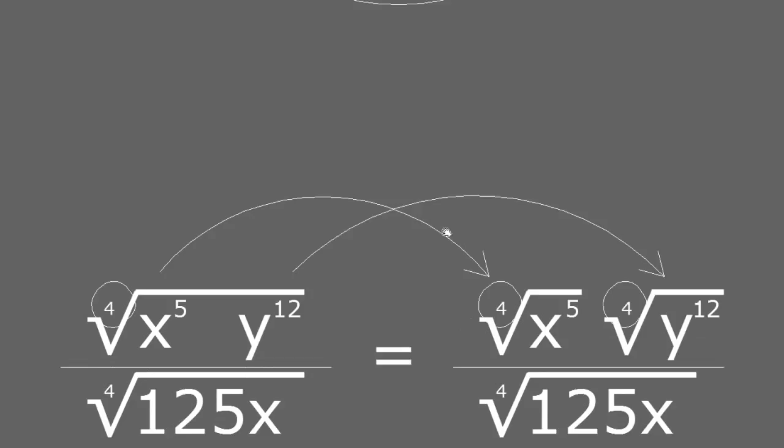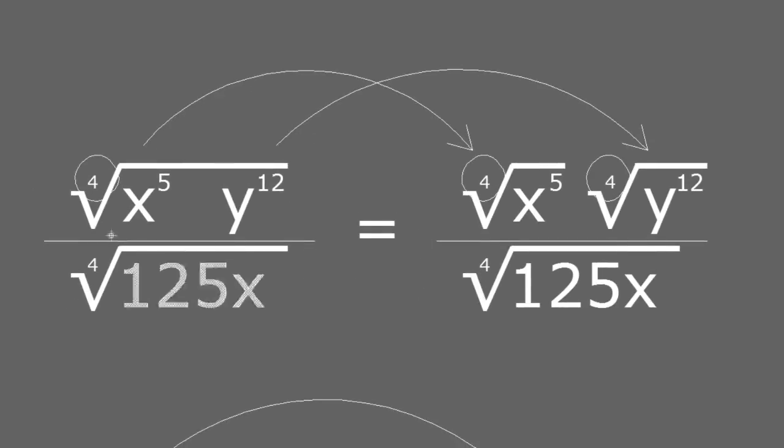Now for the second step, I'm going to do something similar. I have two variables being multiplied in the radicand of the numerator, and I can change that into the fourth root of x with an exponent 5 multiplied by the fourth root of y with an exponent equal to 12. So again, if I have two numbers or two variables being multiplied in the radicand of a root, I can change that into the root of one number or variable multiplied by the root of the other.